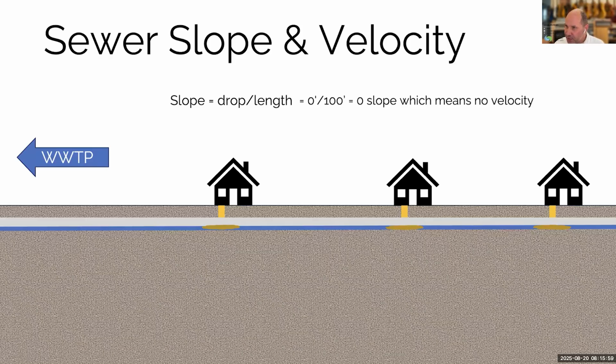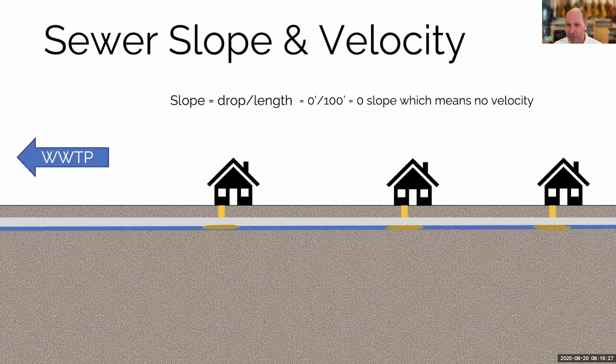And when we think about the relationship between velocity and slope, this kind of makes sense, because if there's no drop, there's zero slope, right? 0 over 100 is 0. No slope means no velocity. And of course, steep slope would mean very high velocity. So the goal here is to dial in the correct slope for the pipe that you're talking about. And in the context of the exam, remember some key values.